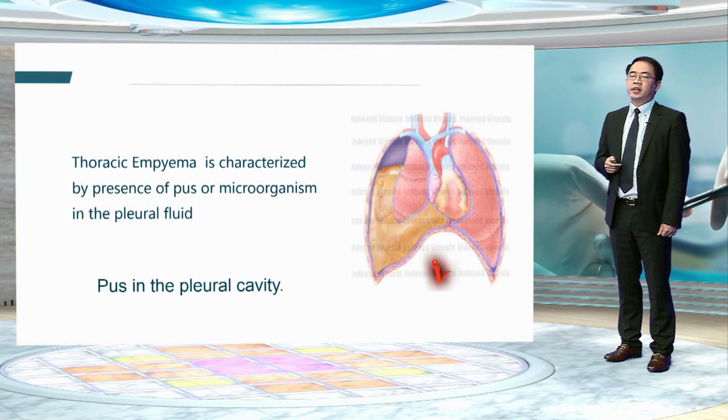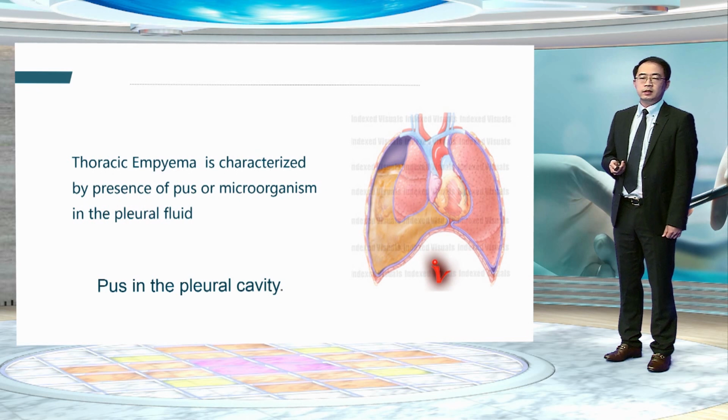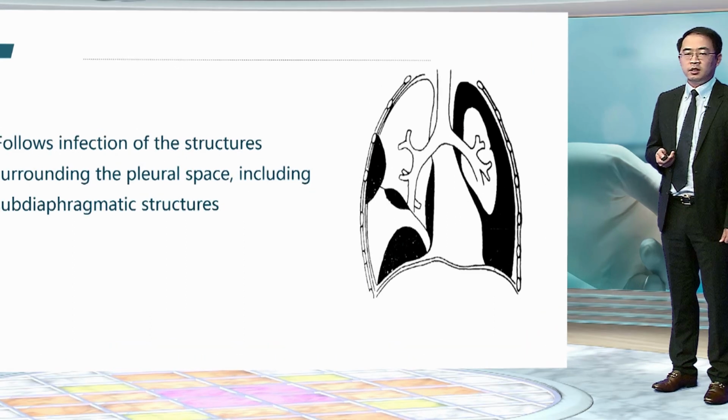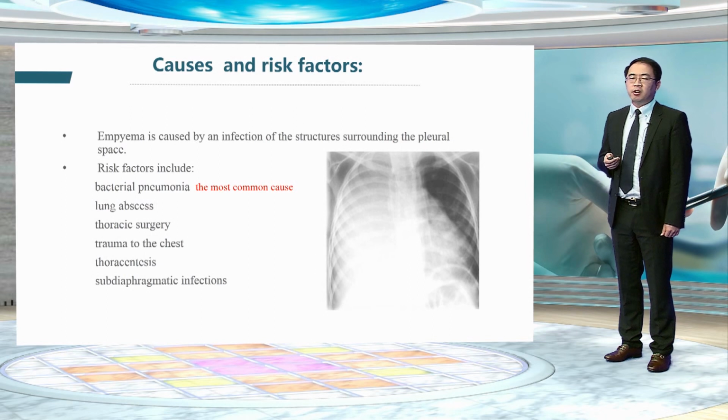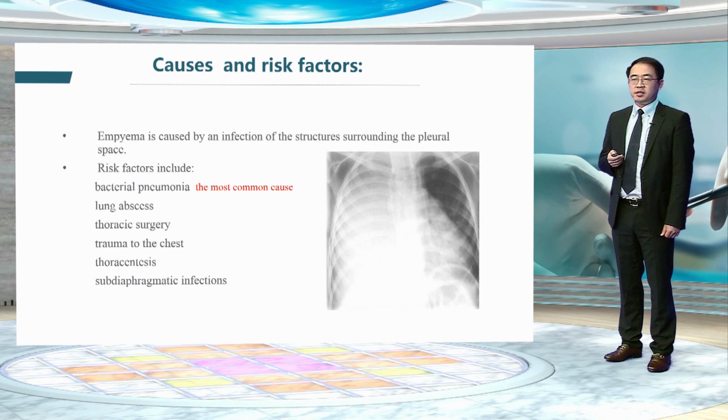So thoracic empyema is characterized by the presence of pus or microorganisms in the pleural fluid. It follows infection of the structures surrounding the pleural space, including subdiaphragmatic structures. This is the key point you should remember. The most common cause is bacterial pneumonia, and other risk factors include lung abscess, thoracic surgery, trauma to the chest, thoracentesis, and subdiaphragmatic infections.